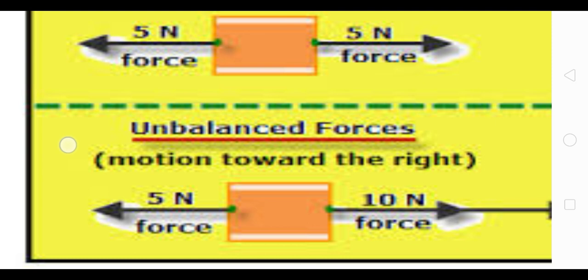Motion is towards the right because on the right there is more force, the unbalanced force, which produces motion in an object.